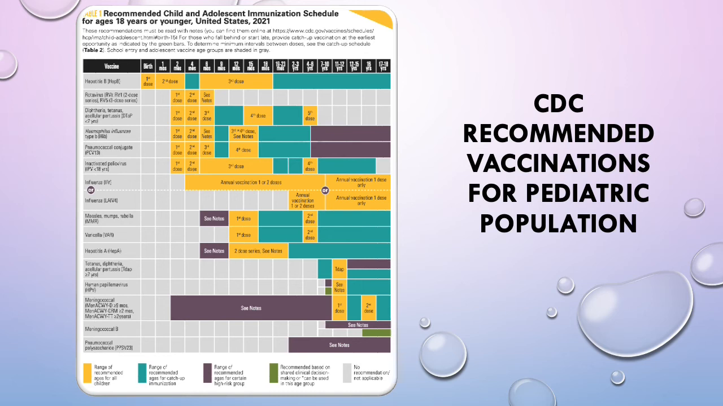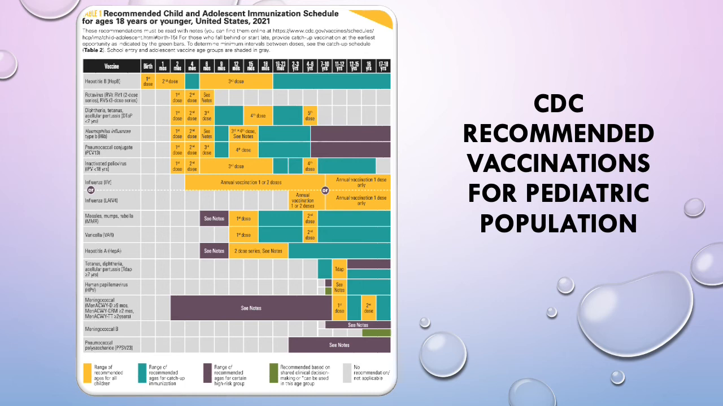And at about 1 year, we're given the measles, mumps, rubella, and the varicella. And then there are some other vaccines given at other ages and other doses at other stages, as you can see there in the picture.